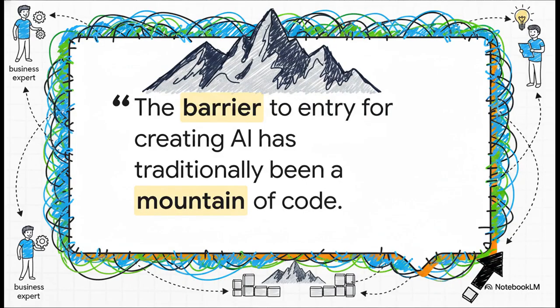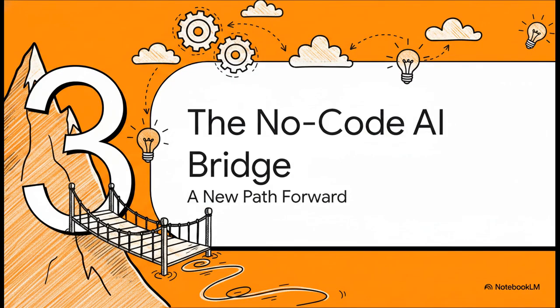This quote just nails it, doesn't it? It hasn't just been a hurdle, it's been a mountain. A giant mountain of code standing between great ideas and reality. And for anyone who isn't a professional developer, that mountain has pretty much made building with AI feel impossible. Until now, that is. Because a new path is opening up. One that says, hey, you don't have to climb that mountain. Instead, there's a bridge that lets you walk right over it.